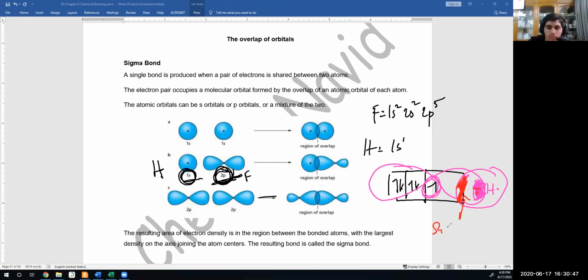A sigma bond. Clear, everyone? Yes, sir.